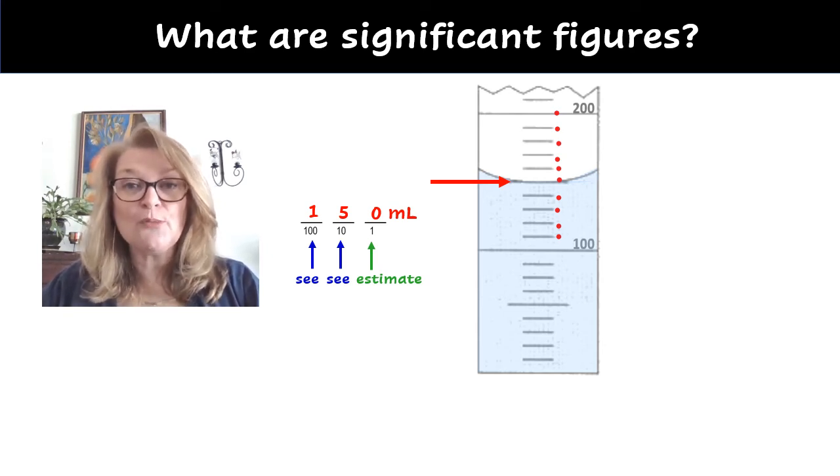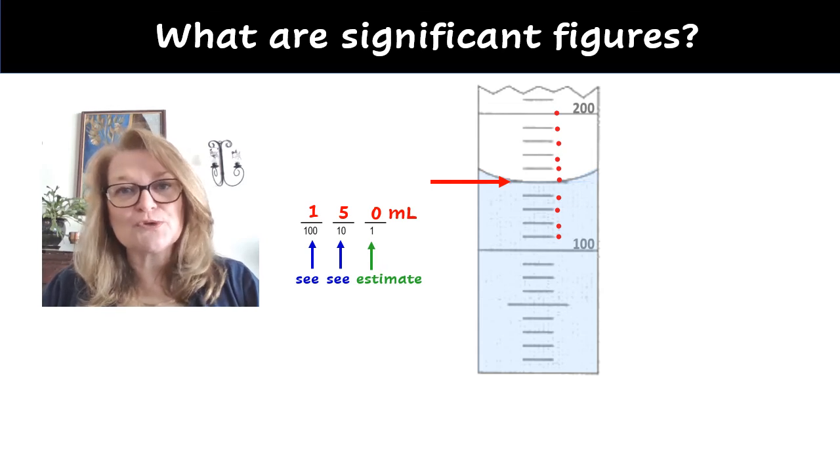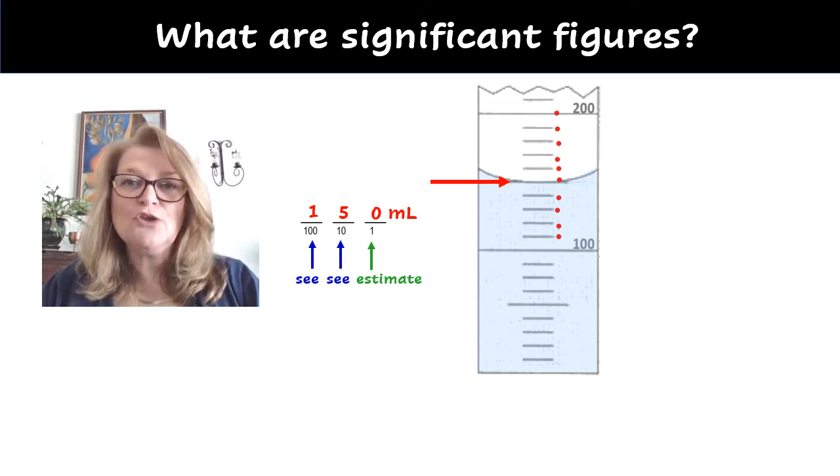Now it's important that we only estimate one digit in a measurement. We couldn't say this is 150.0 because if we don't know that the 0 in the ones place is the correct number, there's no way we can predict what number is going to go in the tenths place as well. So in any measurement, you can only estimate one digit.